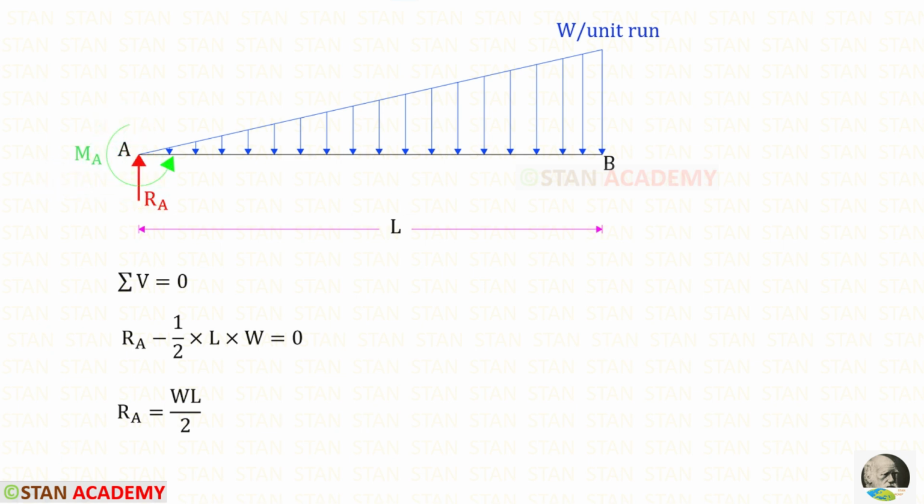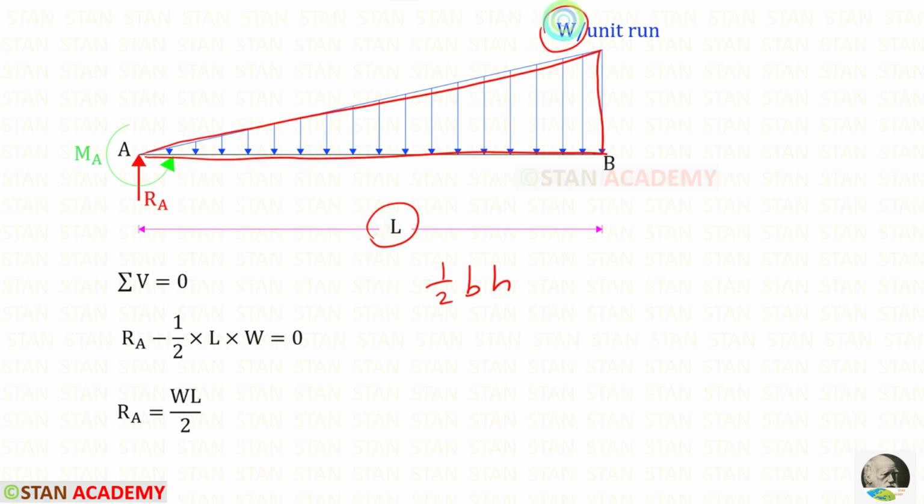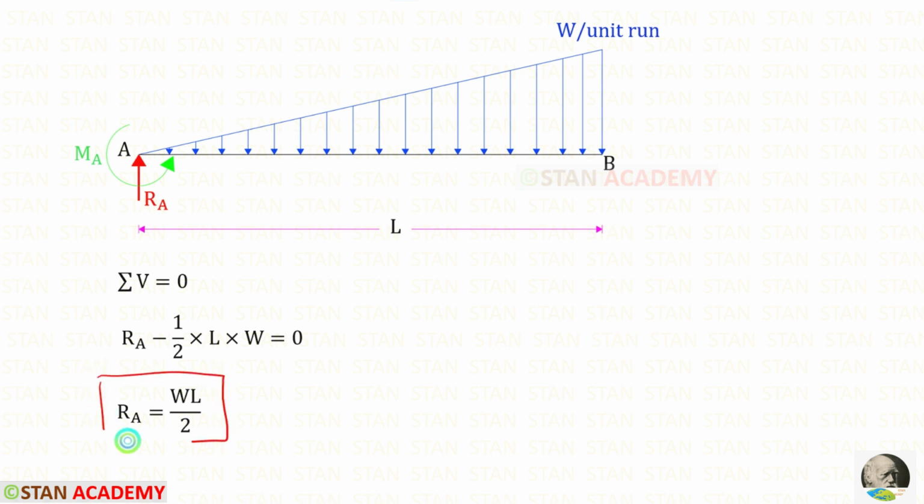Using the rule summation of vertical forces is equal to 0, we can find RA. RA is acting upwards, so it will be positive. The UVL is acting downwards, so it will be negative. For the UVL, we have to take the area. We know that it is a triangle, and the area formula of a triangle is half into B into H. Here the breadth is L and the height is W, so the area is half into L into W. For RA, we will get WL upon 2.